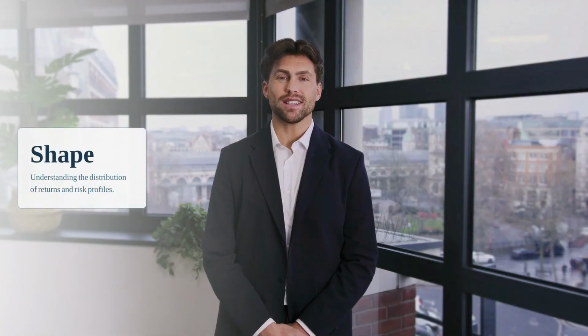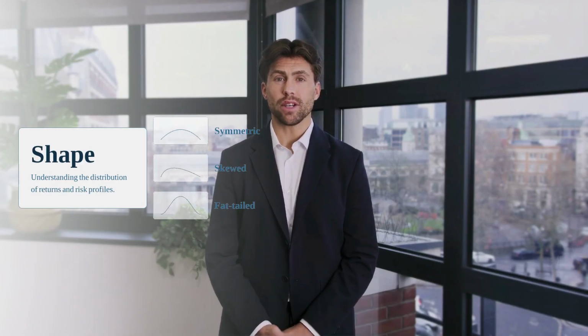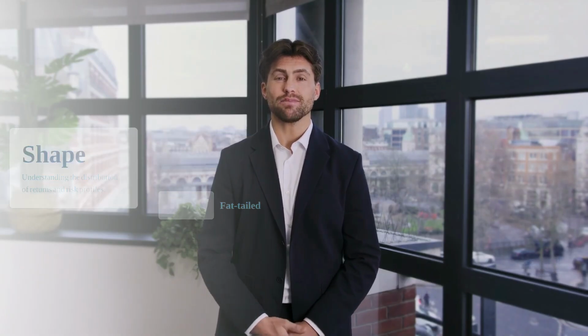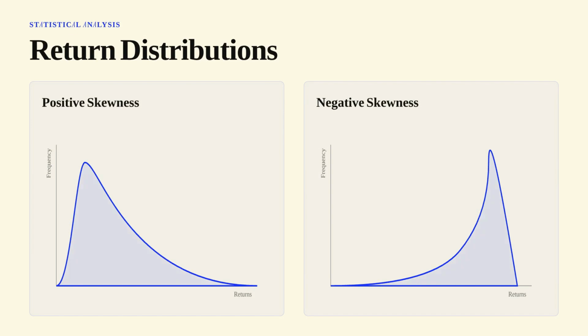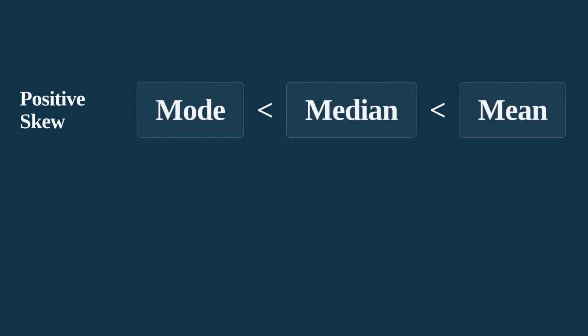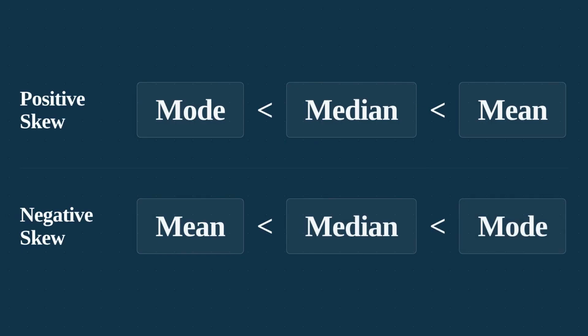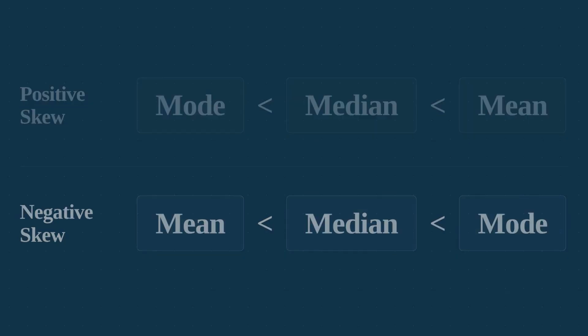Mean and variance still do not tell the whole story. Shape measures reveal asymmetry and the likelihood of unusually large deviations. Positive skewness means frequent small losses and a few extreme gains. Negative skewness means frequent small gains and a few extreme losses. For a positively skewed unimodal distribution, mode is less than median, and median is less than mean. For negative skew, the order reverses.